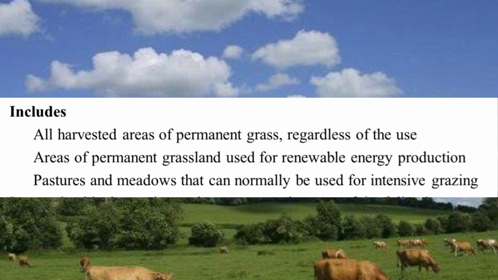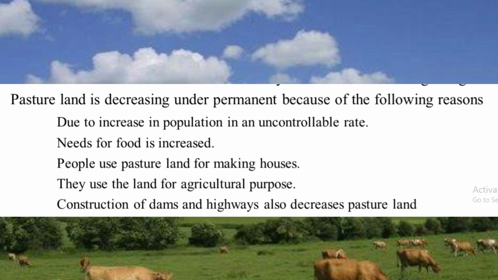Permanent pasture land includes all harvested areas of permanent grass regardless of the use, areas of permanent grassland used for renewable energy production, and pastures and meadows that can normally be used for industrial grazing of cattle. Nowadays the availability of permanent pasture land is decreasing due to the following reasons.